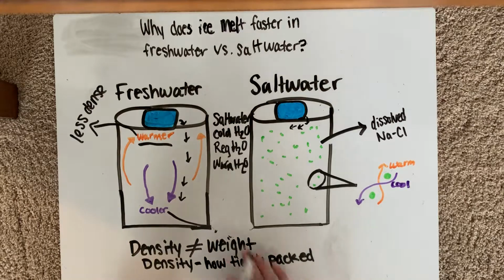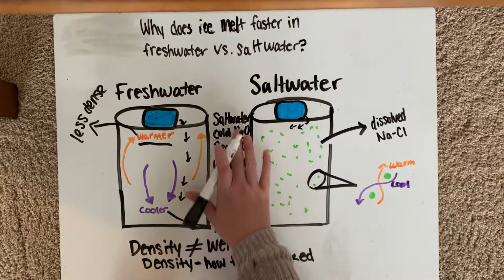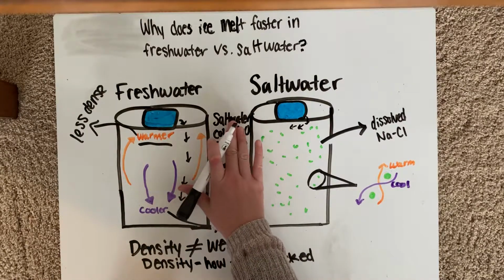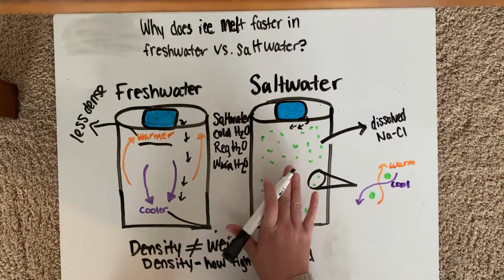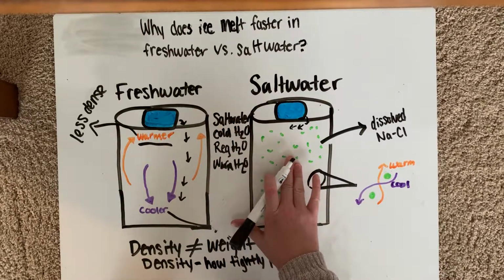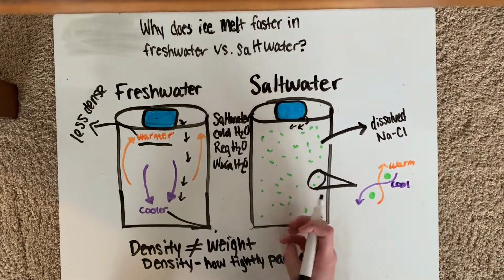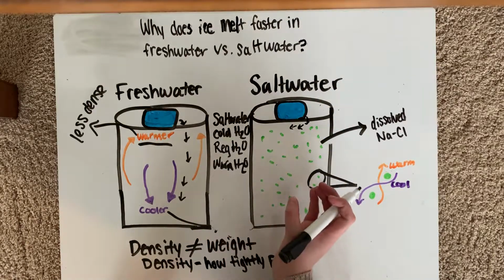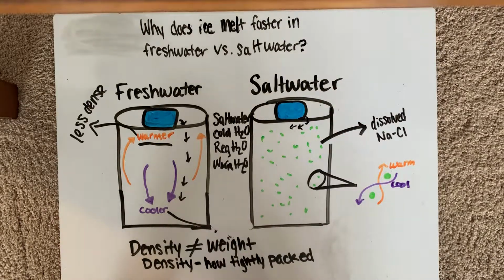Okay, so when we're looking at increasing density, we see that salt water is at the top. And this is the exact reason why ice cubes don't melt as quick. That cold water can't fall to the bottom and allow warm water molecules to come up.